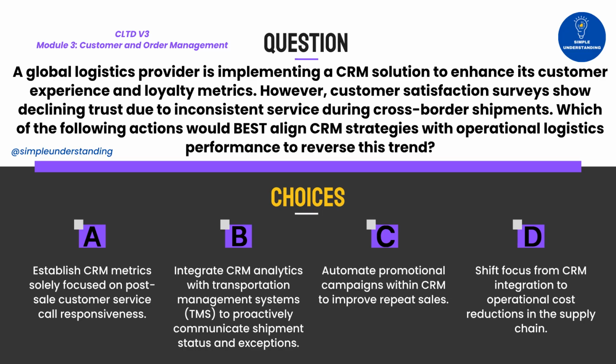Which of the following actions would best align CRM strategies with operational logistics performance to reverse this trend? A. Establish CRM metrics solely focused on post-sale customer service call responsiveness. B. Integrate CRM analytics with transportation management systems, TMS, to proactively communicate shipment status and exceptions.